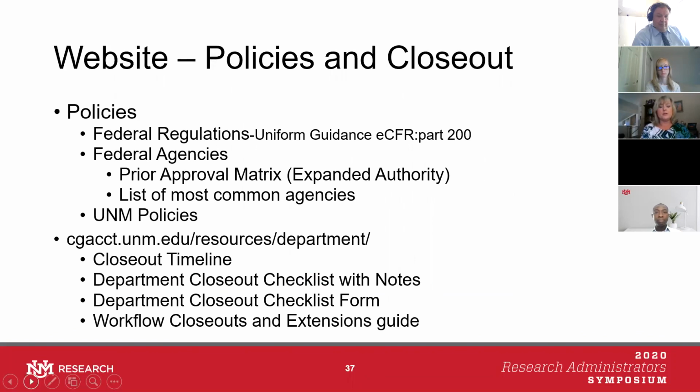Also, we have a tab that has all of the policies, federal regulations, and different agencies. The expanded authority or prior approval matrix that Anthony was talking about earlier is listed on the federal agency tab. There are also frequent UNM policies that you have to reference for grants. It does have items that Kwaku just talked about for the closeout timelines, checklist notes, and how to use workflow.